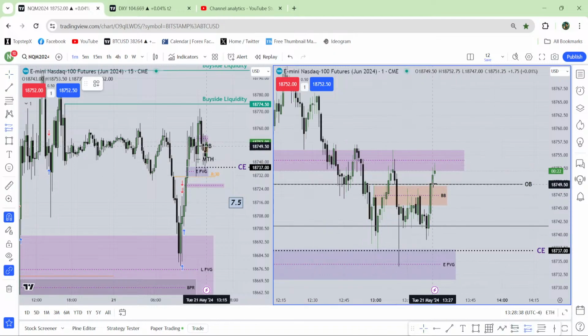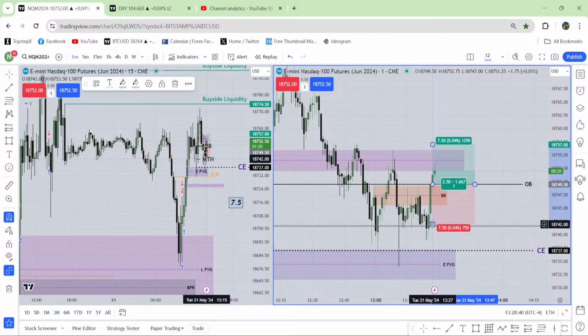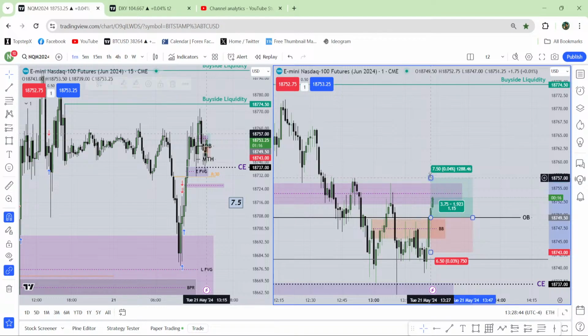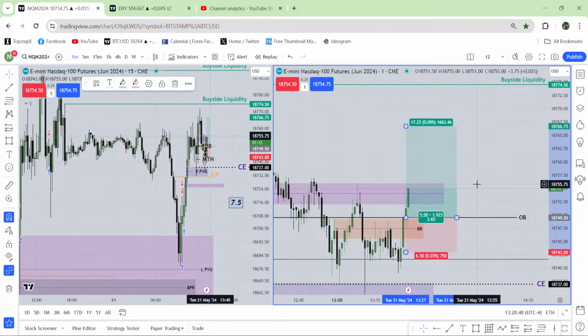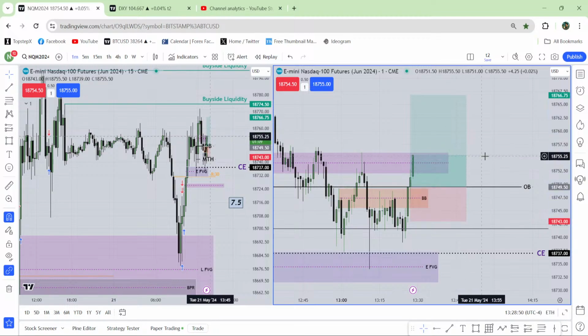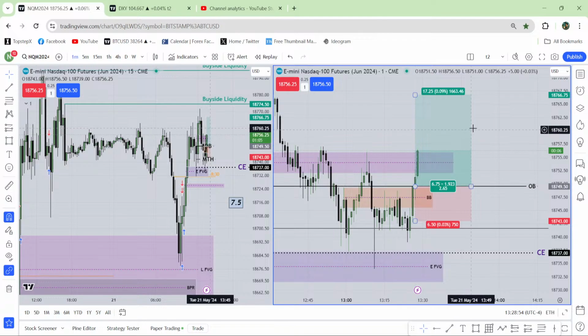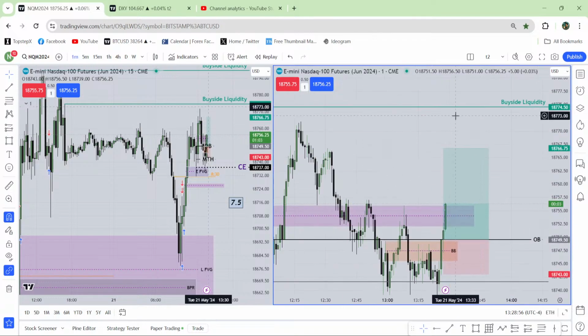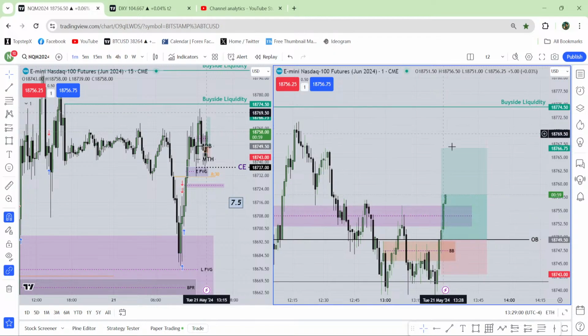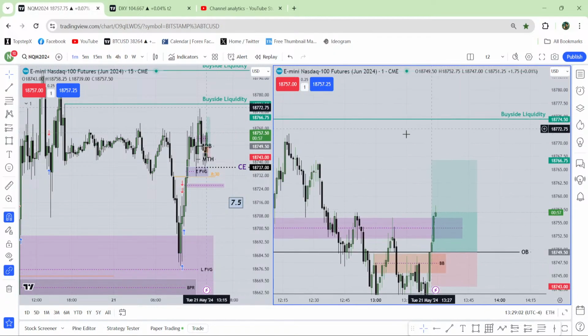So I will just put it, but remember, I didn't take this entry. I am not interested in taking that entry. But here, I'll go into that area. That is my breaker block entry. If it doesn't work the first time, the second time I go for the higher one. This buy side liquidity should be my target. But here I just mark that high, the swing high.